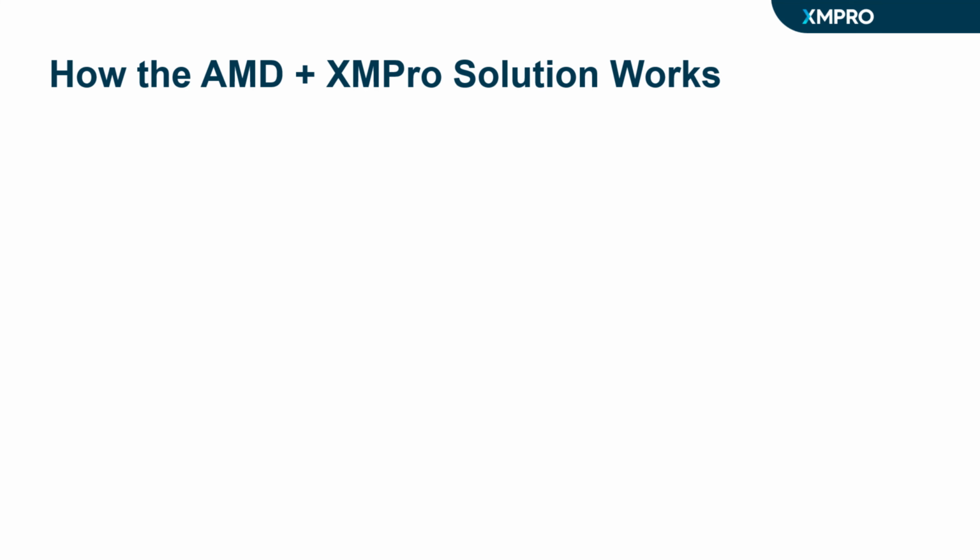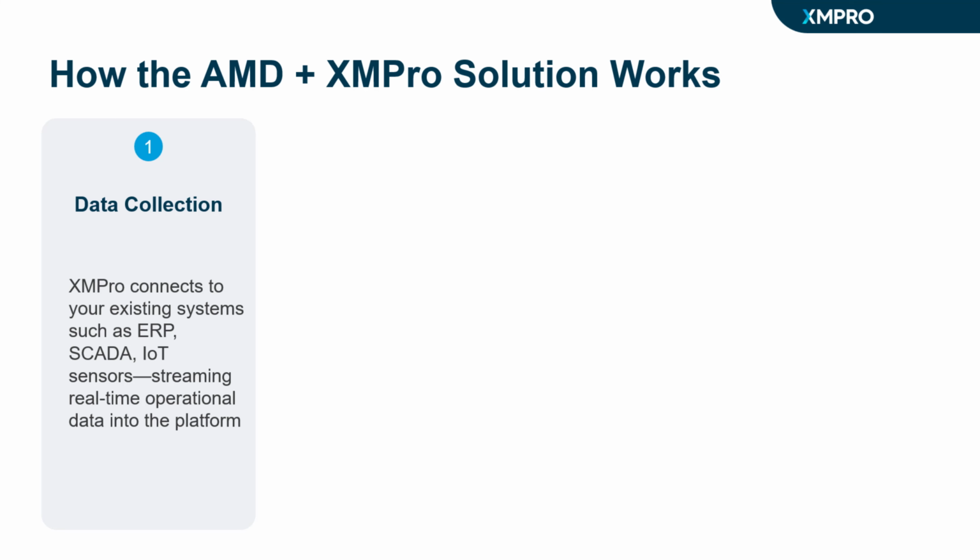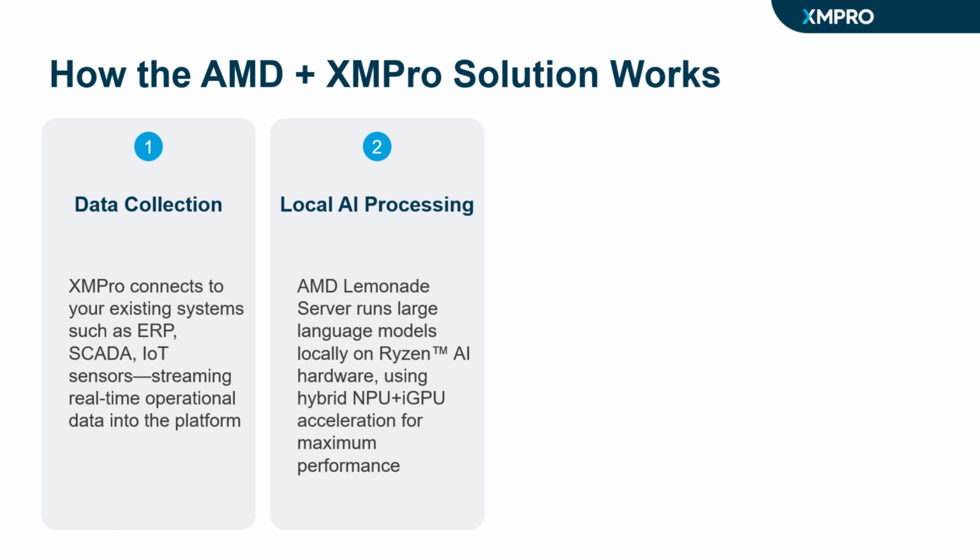So how is this particular solution put together? There are 4 steps to it. The first step revolves around data collection. How do I collect the data, give it context, and then make it available to the inferencing engine? Number 2 is the local AI processing. This is where the Lemonade server comes into the picture. This is where you can run some of these models locally using the hybrid NPU and the GPU.